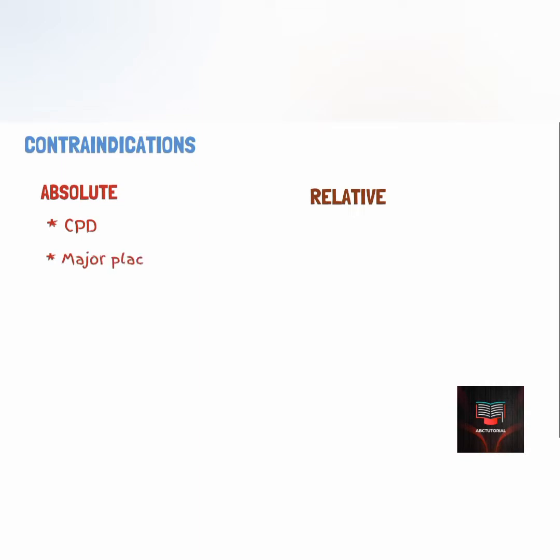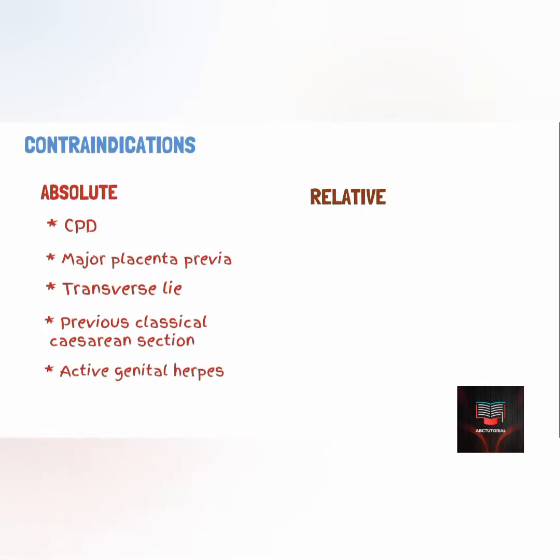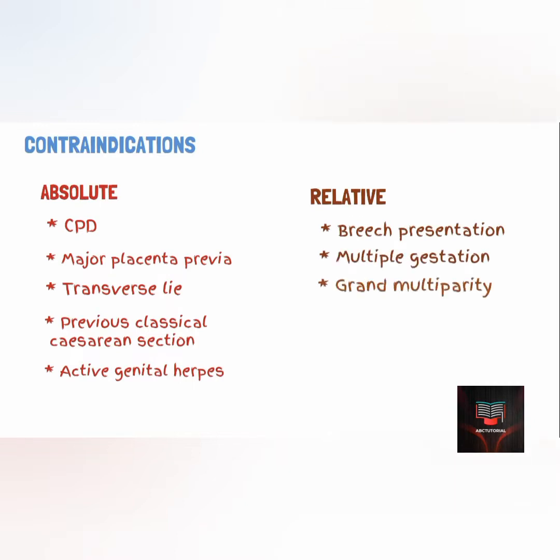What are the contraindications to induction of labor? These may be relative or absolute. Absolute contraindications include cephalopelvic disproportion or contracted pelvis, major placenta previa, transverse lie, previous classical cesarean section, and active genital herpes. Relative contraindications include breech presentation, multiple gestation, grand multiparity, oligohydramnios, suspected macrosomic babies.